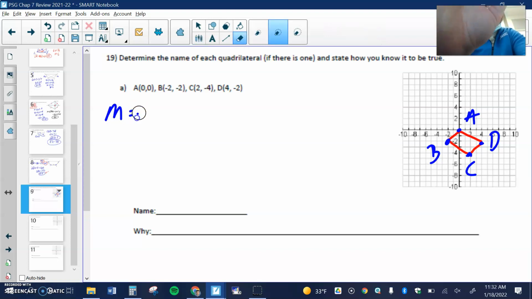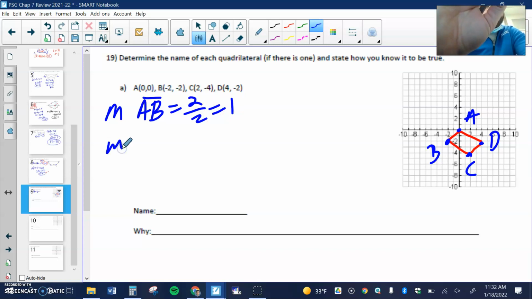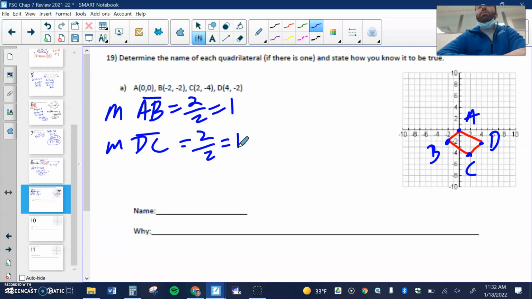So my slope of AB equals, it looks like it's up 1, 2 over 2. So 2 over 2, which is just 1. Slope of, I'm going to do DC, since those are the opposite sides, up 1, 2 over 2, so 2 over 2, so that's 1, so those are parallel.